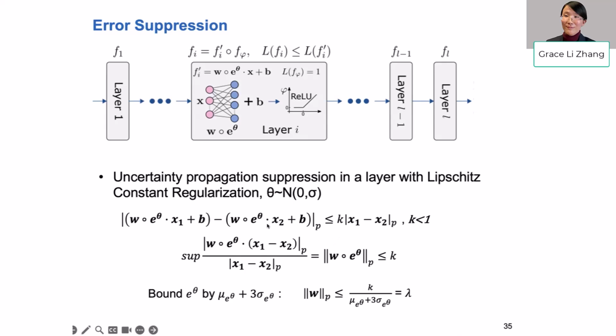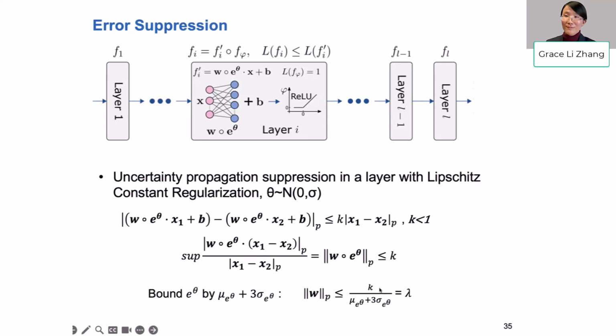So to derive this, we move this to the left, and then we need to restrict the p norm of this weight matrix times the E theta to be smaller or equal to K. But this is a distribution. It's difficult to realize this. So we use the 3 sigma point of this distribution, so that we have to restrict the p norm of this weight matrix to be smaller than a value.